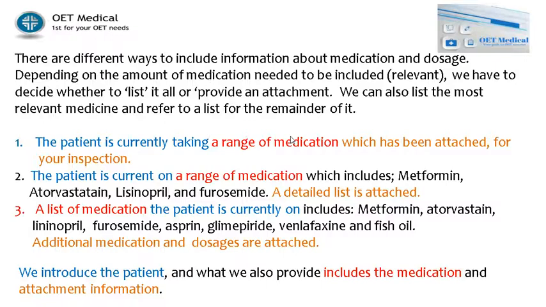So here are some examples. The patient is currently taking a range of medication which has been attached for your inspection. So I haven't mentioned any medication in my sentence because the list is very long. The patient is currently on a range of medication which includes metformin, atorvastatin, lisinopril and furosemide. Sure, I've pronounced all of those incorrectly, so please, if you have a class with me, please correct me. A detailed list is attached.